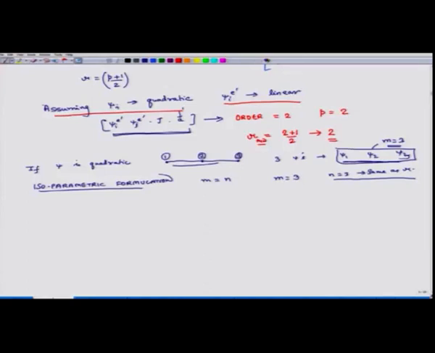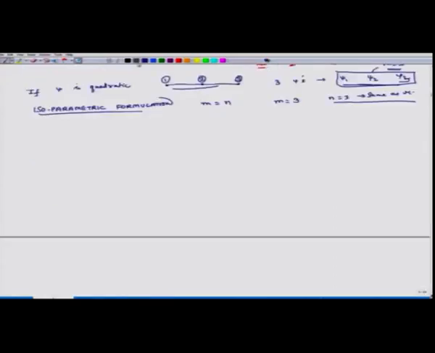The formulation will be isoparametric and answers will be accurate. If I use r equal to 2, will I get accurate answers? I will get accurate answers, but the formulation will not be called isoparametric. So, that is what we will do.